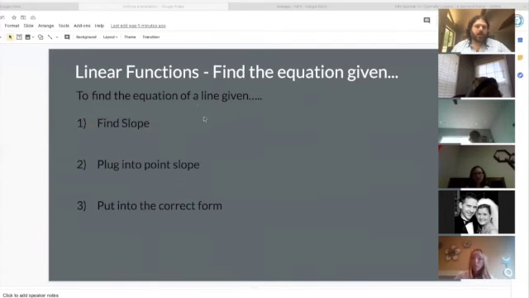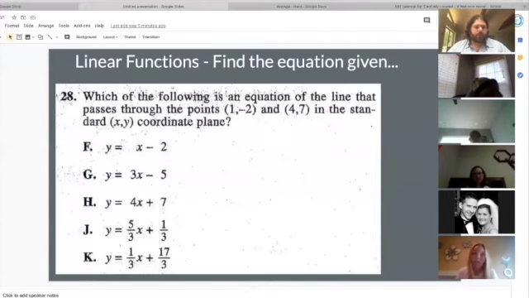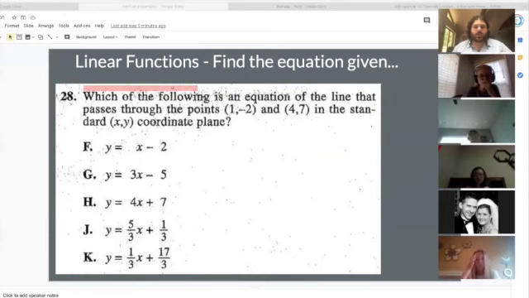All right, a lot of talking. Let's get to some work here. Let's try one. So here's the first type of example, right? It says, which of the following is the equation of a line that passes through this point and this point in the standard xy coordinate plane? So they're asking us to find the equation. Which of the following is the equation? That basically means find the equation. And they give us 2 points. Boom, boom. So in this case, remember our first goal is always to find the slope.